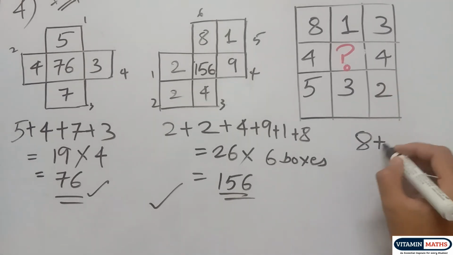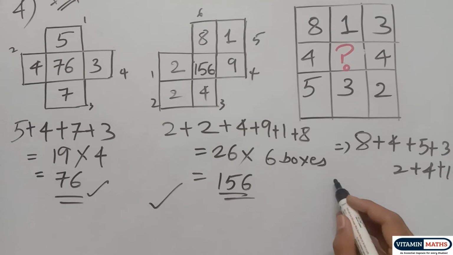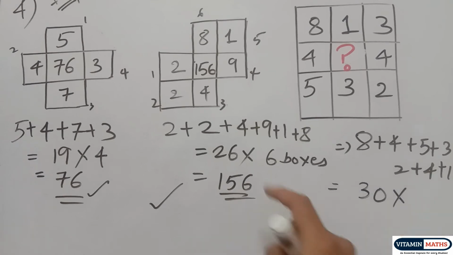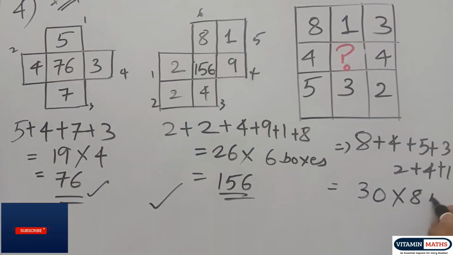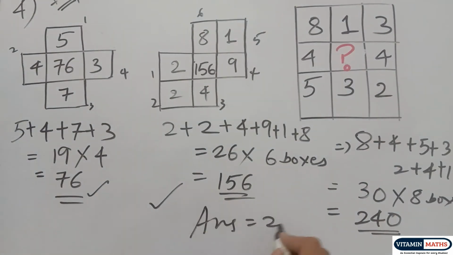So 8 plus 4 plus 5 plus 3 plus 2 plus 4 plus 1 plus 3. Long way, so let's see. 8 plus 4 is 12, 12 plus 5 is 17, 20, 22, 26, 27, 30. So 30 into how many boxes are there? 1, 2, 3, 4, 5, 6, 7, 8, so 30 into 8 boxes. 30 eights are, you all know, 240. So our answer here is 240.